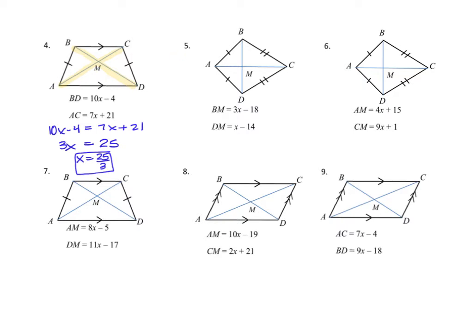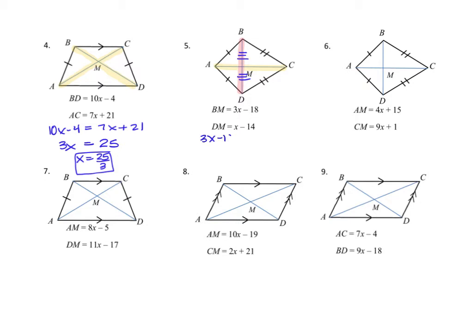Now let's take a look at number 5. We have a kite. We're given the length of BM, which is from here to this center, and the length of DM, which is from this vertex to this center. In a kite, we know that these diagonals are not congruent. However, we have one set of congruent parts, which happens to be the two lengths that I'm given. So we do have enough information to solve this problem.